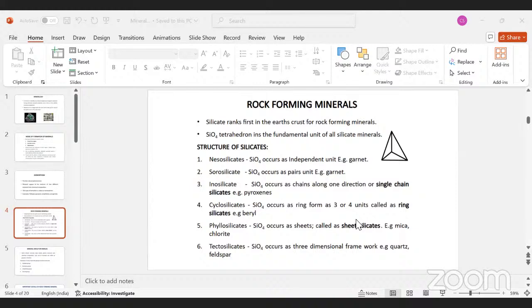The last one is the tectosilicates. These tectosilicates are known as framework structures. We can also see them as a three-dimensional network system. Here the silicon and oxygen ratio is only 1 to 2. These tectosilicates are known as framework silicates, continuously participating in a framework. For example, feldspars and quartz are the best examples for this structure.